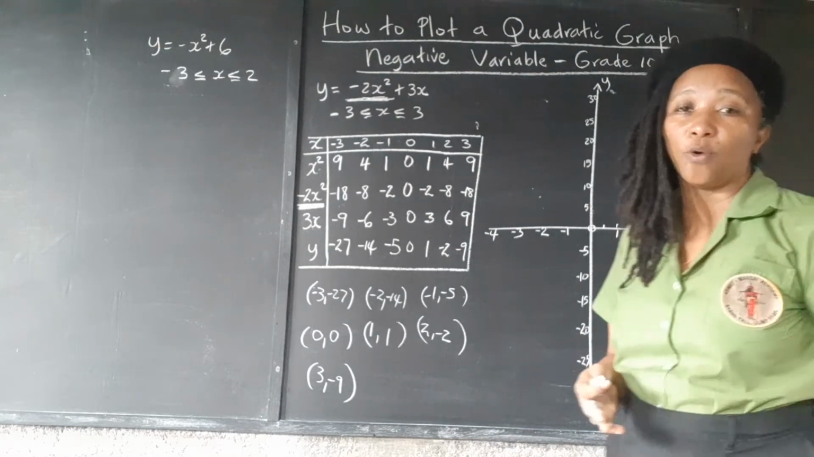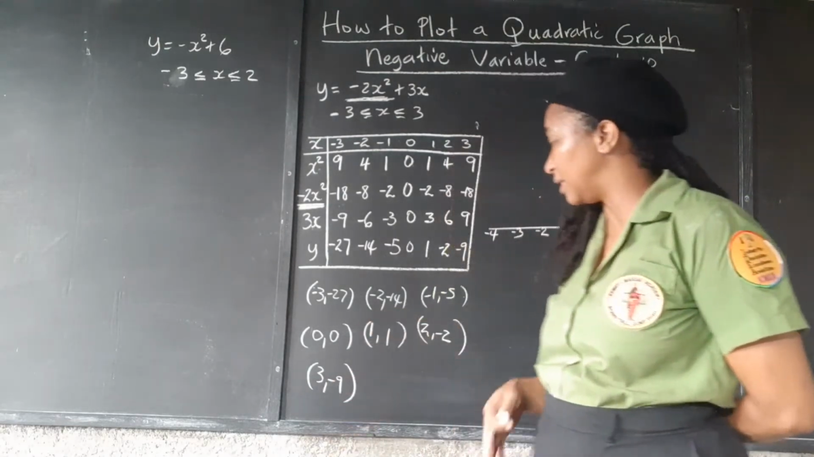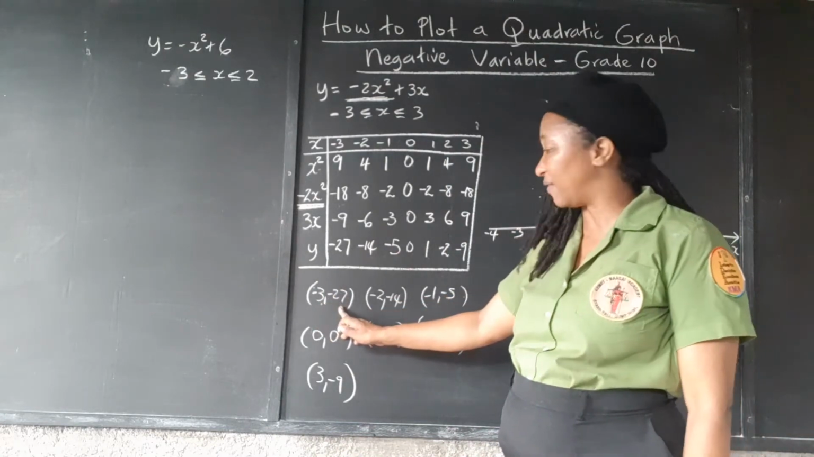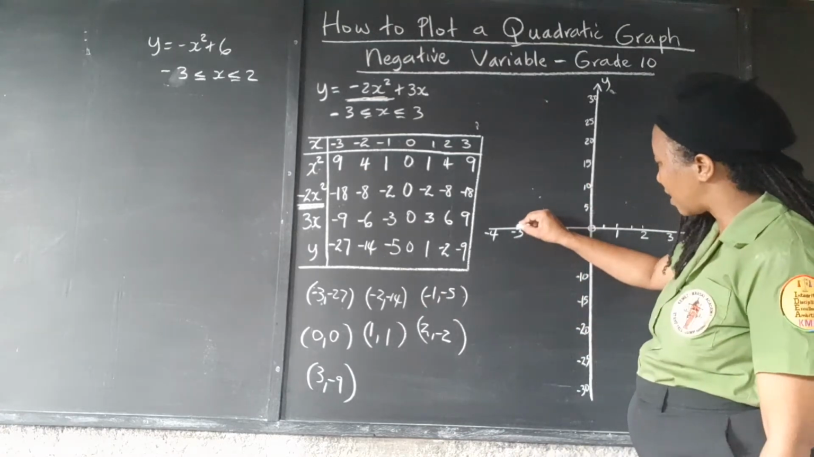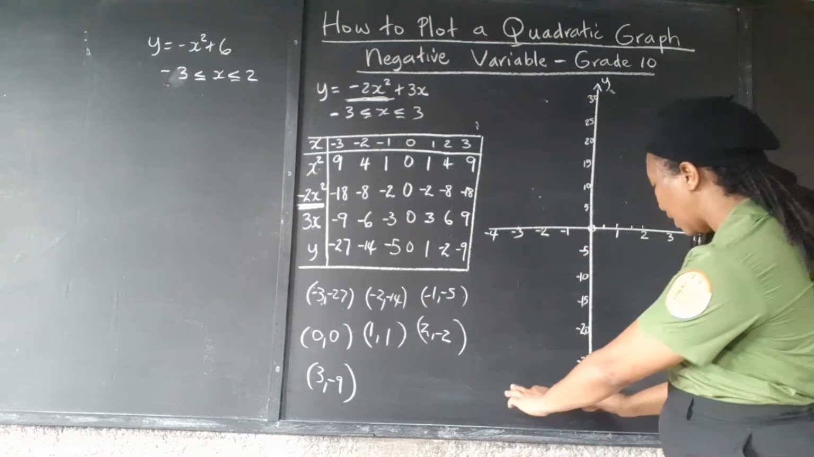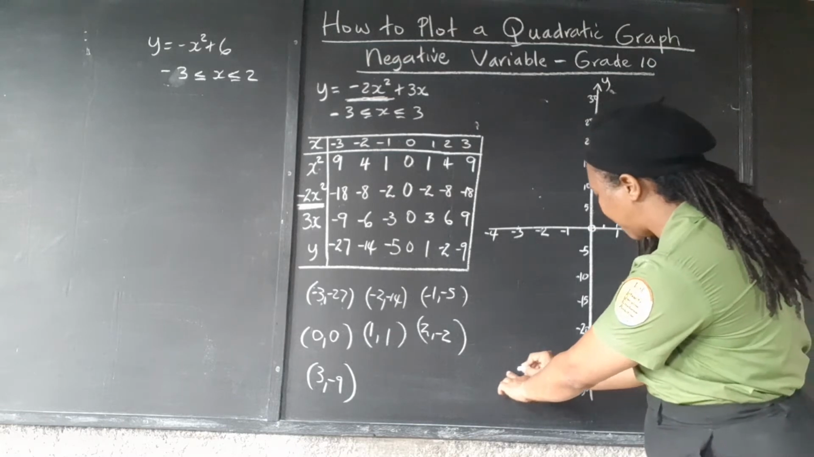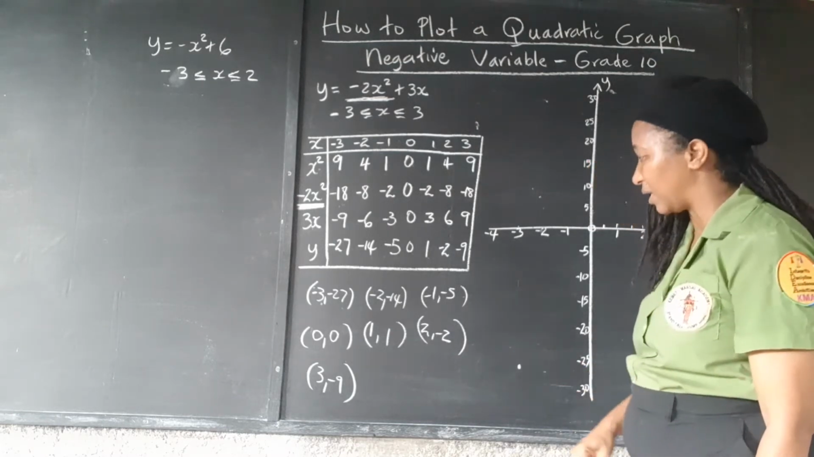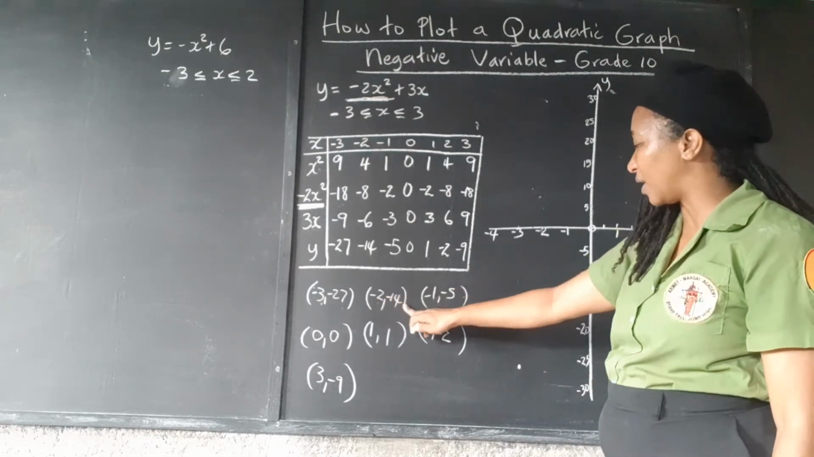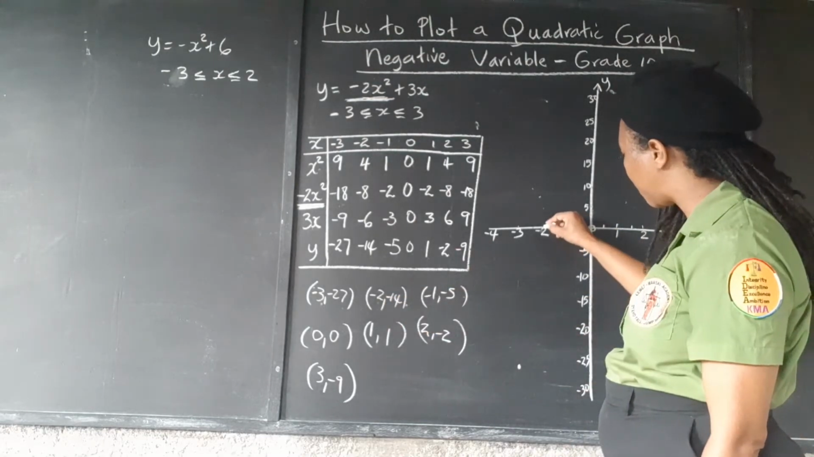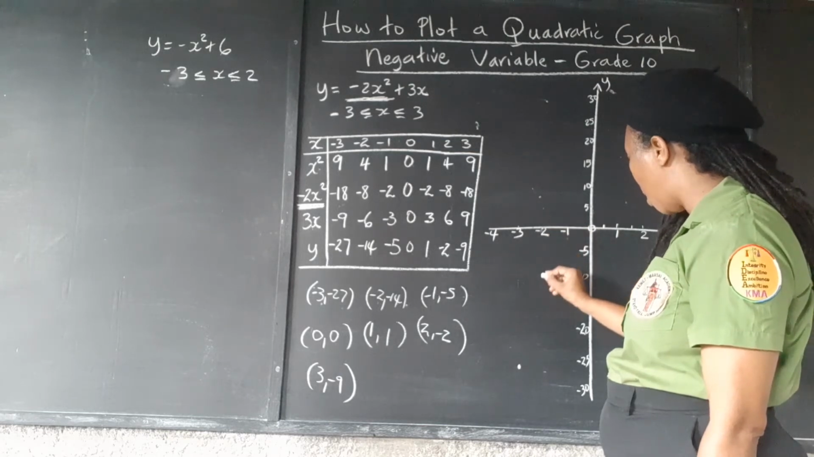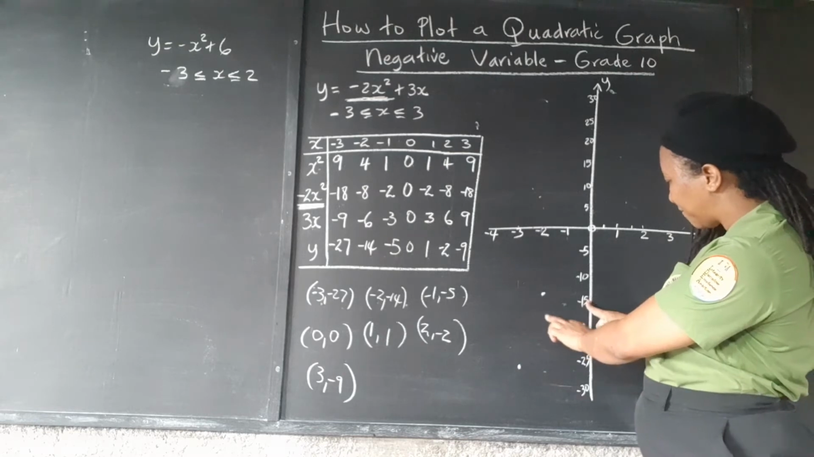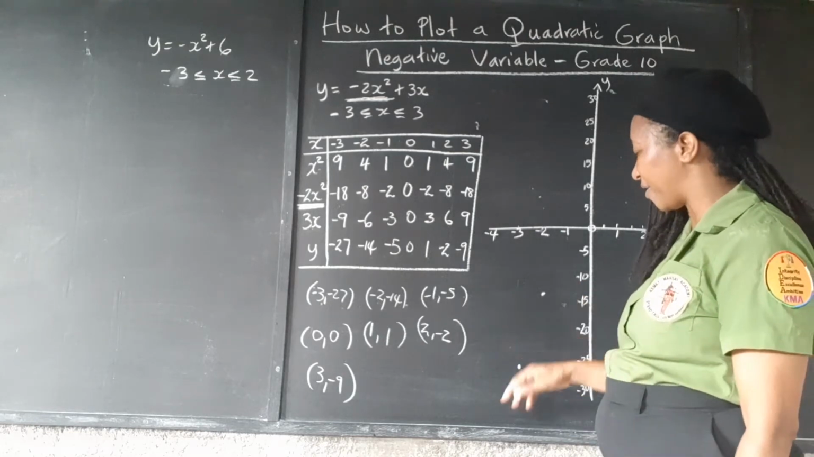So let's plot now our ordered pairs, right? Our ordered set of coordinates. Negative 3 on the x to negative 27 on the y. So negative 3 down to negative 27. I have to be estimating, but on your graph paper, you will have it very accurate. Negative 2 on the x to negative 14 on the y. So that's negative 2 on the x down to negative 14 on the y. That's negative 15, so negative 14 is about there.